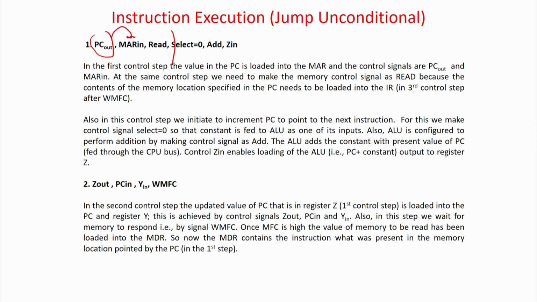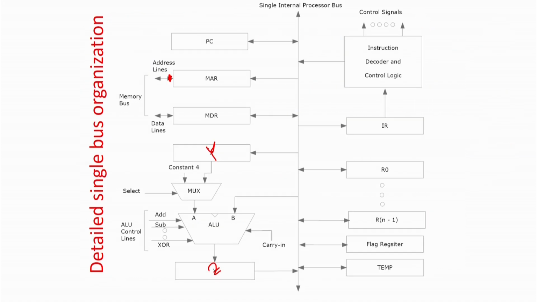You have to make the memory in read mode because you want to read the instruction. Select will be equal to 0, because select means the ALU mux select. So it will be adding a constant, add, and Z in, so the value will be written. If you quickly look at the structure, the value of the program counter, that is 10, will be fed to the memory address register, and after a certain amount of time the memory data register will get the instruction at that memory address, and it will go to the instruction register. That is the standard thing that happens.